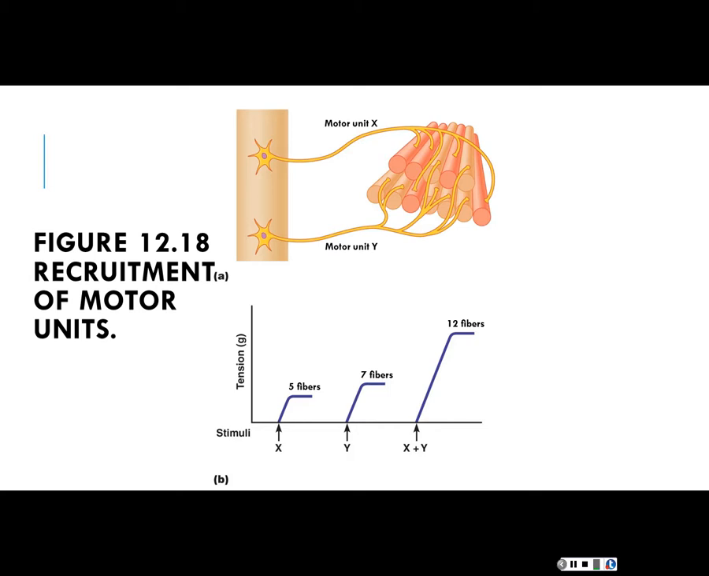What about larger motor units? They would have more muscle cells, more force. What type of movements? Large movements. So think about your legs, your back, your shoulders. Your big muscle groups in your body are going to have large motor units.